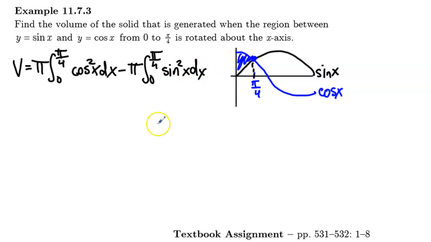Okay. Now, it turns out that it's actually kind of hard to determine what the antiderivative of just cos squared x is and just sine squared x. So I'm going to try to put these two together to make my life a little bit easier. Since they both have pi, I can factor that out. And since they both have an integral from 0 to pi over 4, I can factor that out as well. And then I end up with cos squared x minus sine squared x dx.